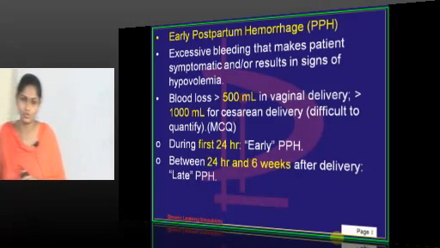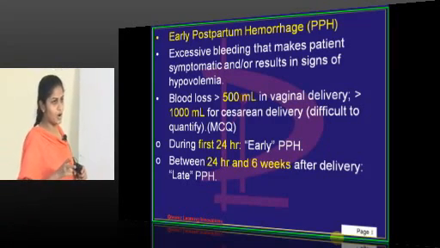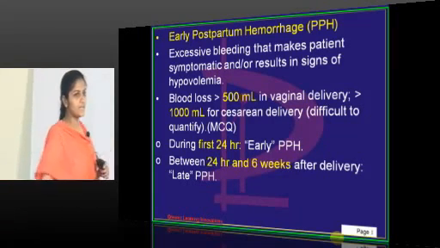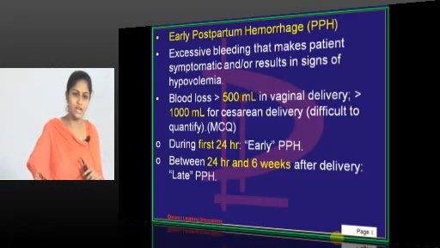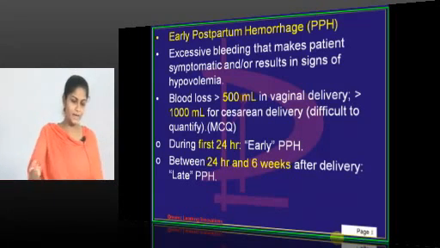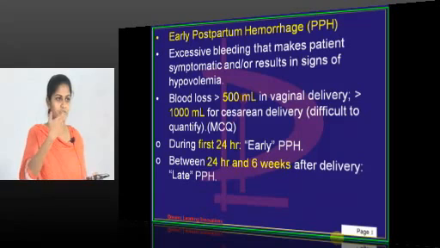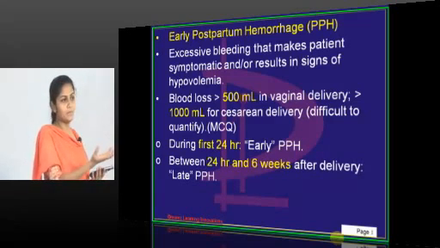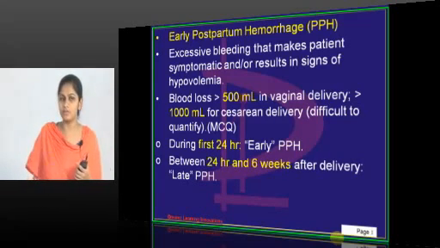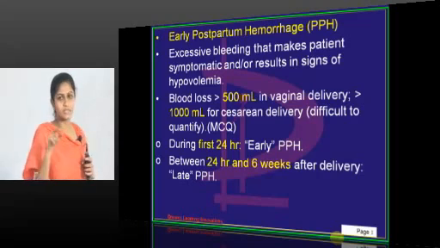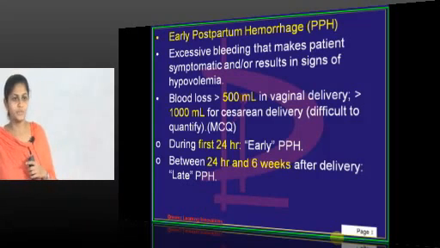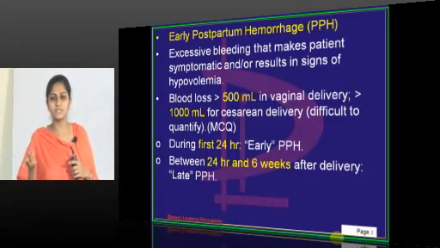What do you mean by tissue? Retained placental products. You feel that the placenta is out, but the important thing is, once you deliver the patient, you need to check the placenta totally, whether the cotyledons and everything are out. If you miss one cotyledon inside, it will cause severe PPH. That's what we call retained products of conception. So tone, tissue. Next, trauma.